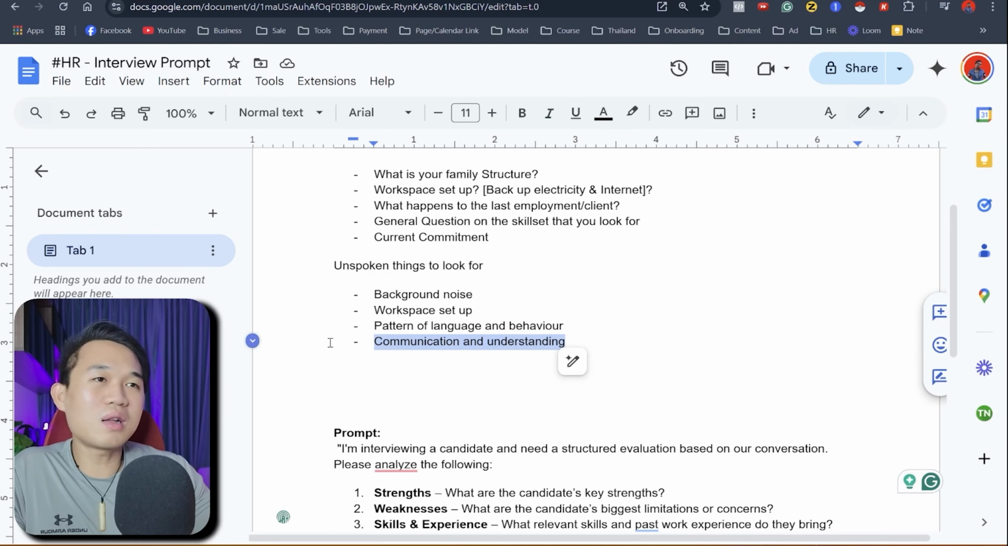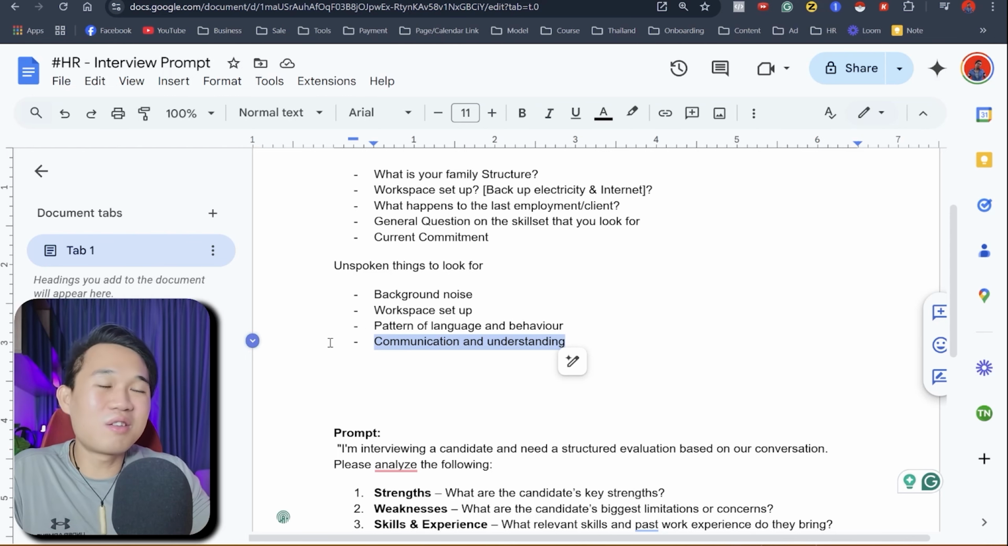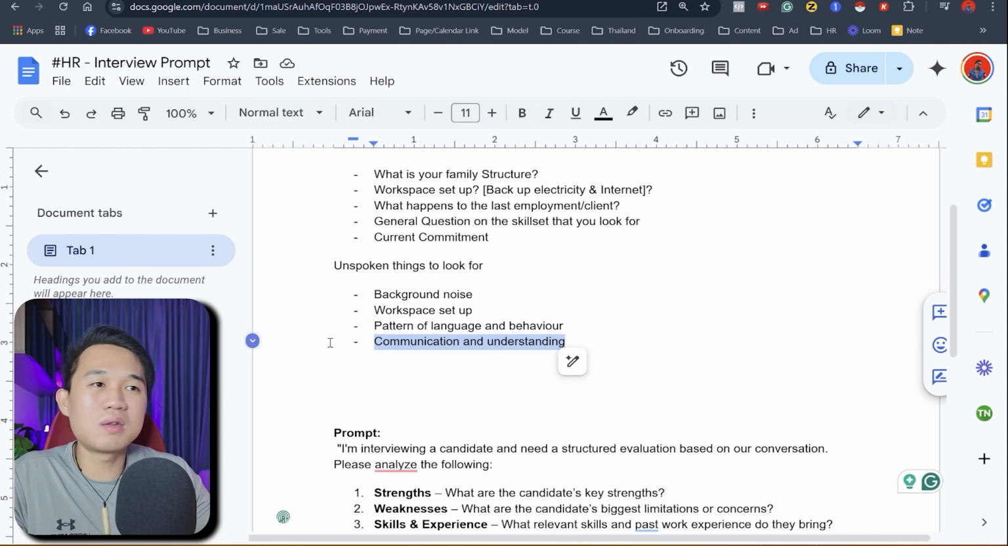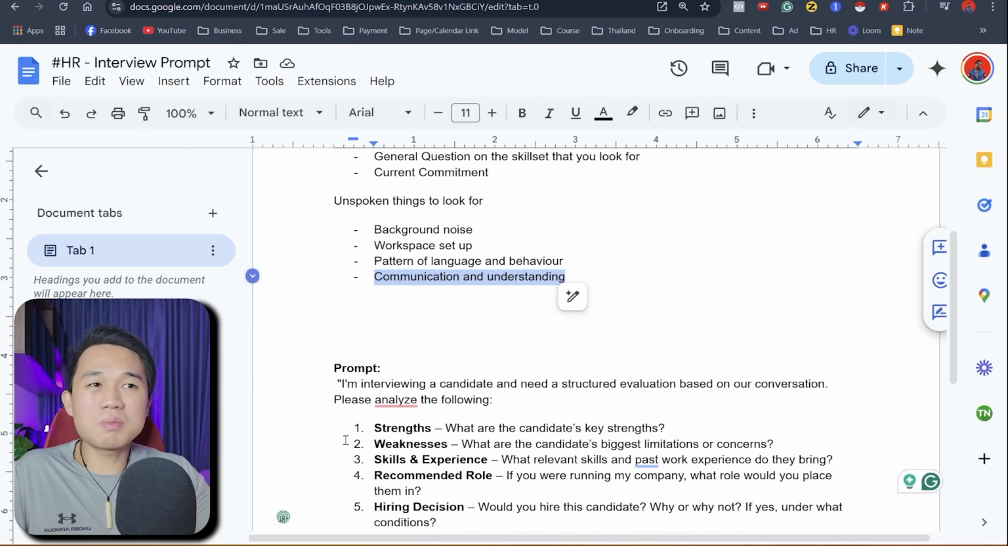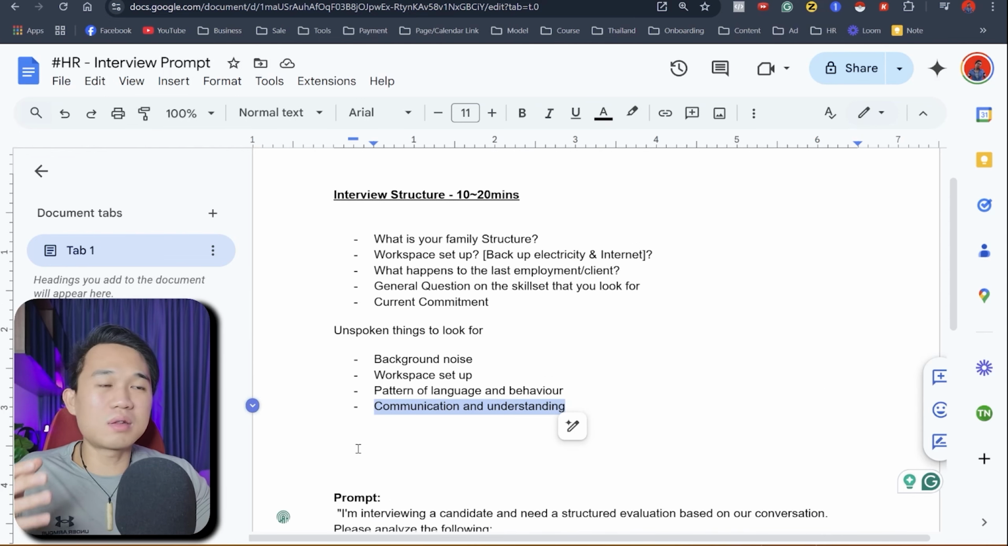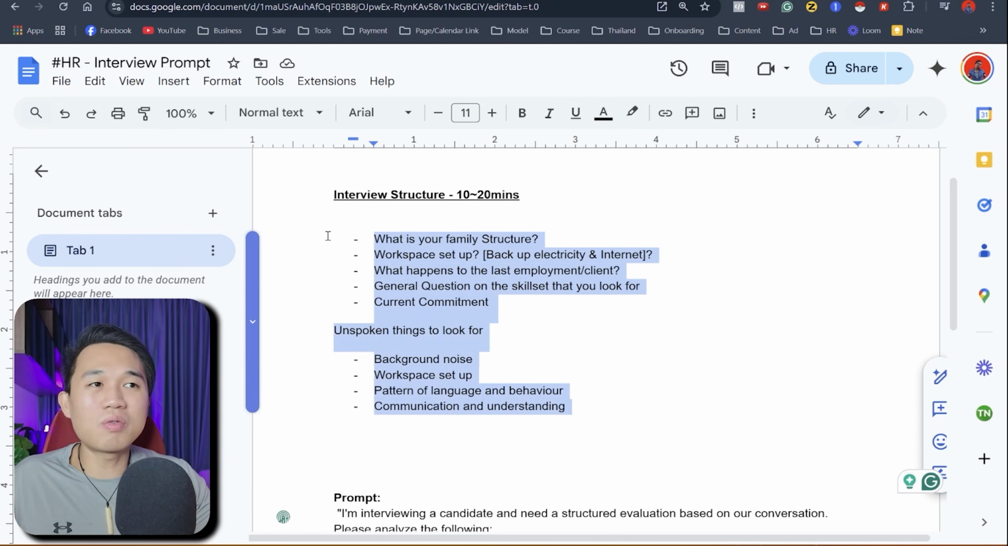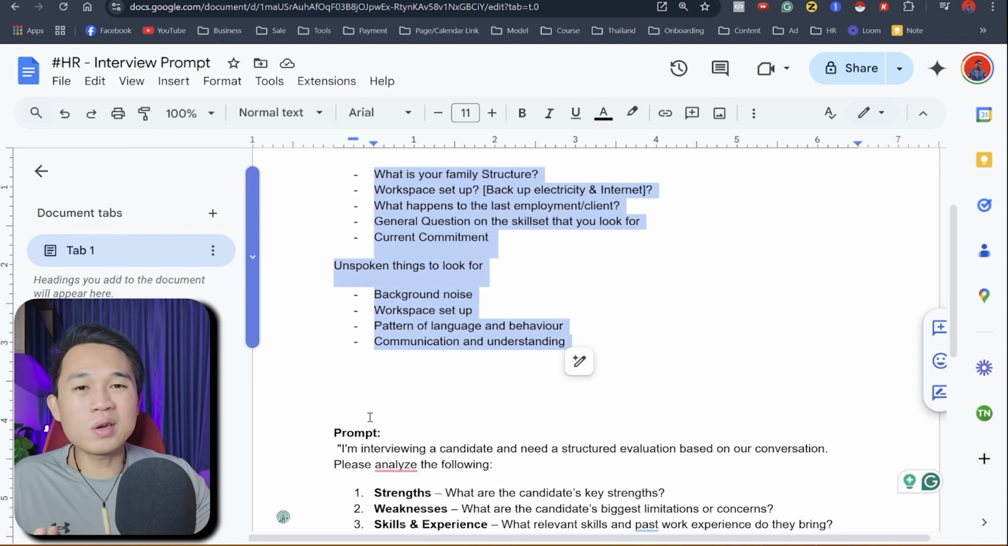So those are the things that you want to look for, because even though someone has tech skill sets, if they don't understand what you want, it's just going to create a big problem in the future, and you don't want that. So these are just my pointers. Obviously there's a couple of things that's not going to be on here, but these are the key things that I look for when I interview people. We want to keep it very short.